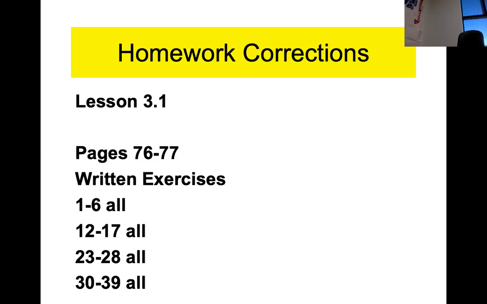Number 25, 4 lines that appear skew to AB. There's lots of them. I will check that one myself.